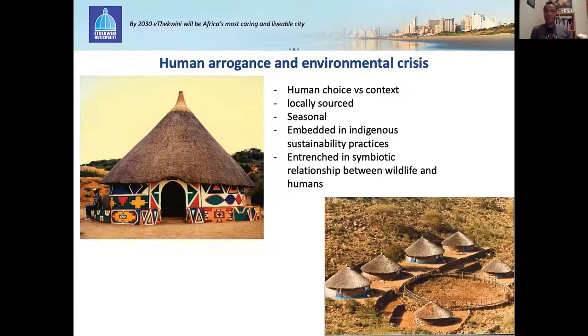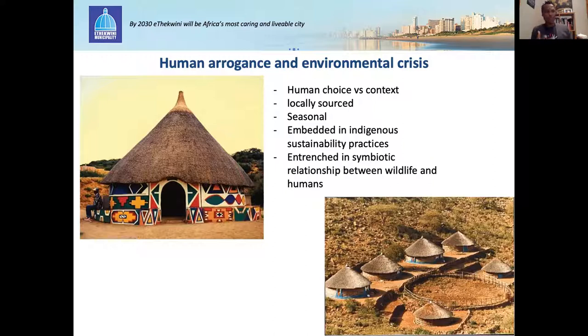And I say seasonal because, as an example, the cutting of grass for thatching of roofs was happening only at a certain time of the year, not throughout the year. So it wasn't like a KFC or McDonald's that is just produced every time, whether you're hungry or not, you've got to slaughter chickens all the time. And such is the arrogance of humanity, right?